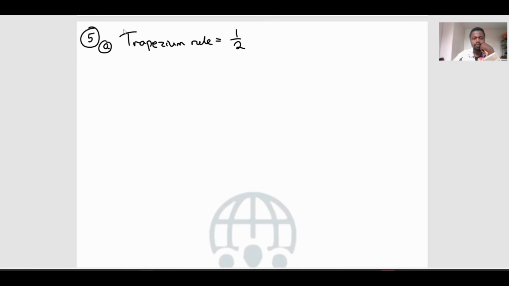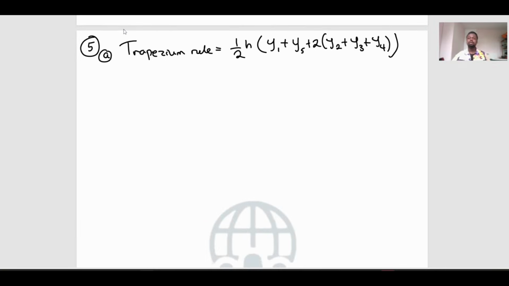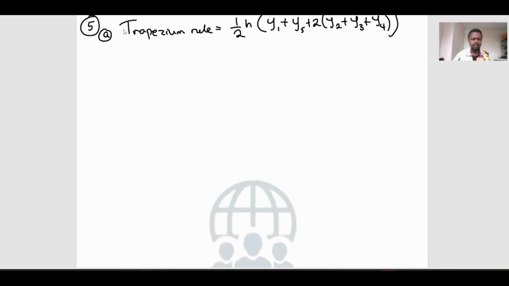It's supposed to be half h into brackets: the first value plus the fifth value plus 2 into brackets every other value. So I've tailored these to just 5 values because that's what we are dealing with right now. All right, so now we need to get our h.